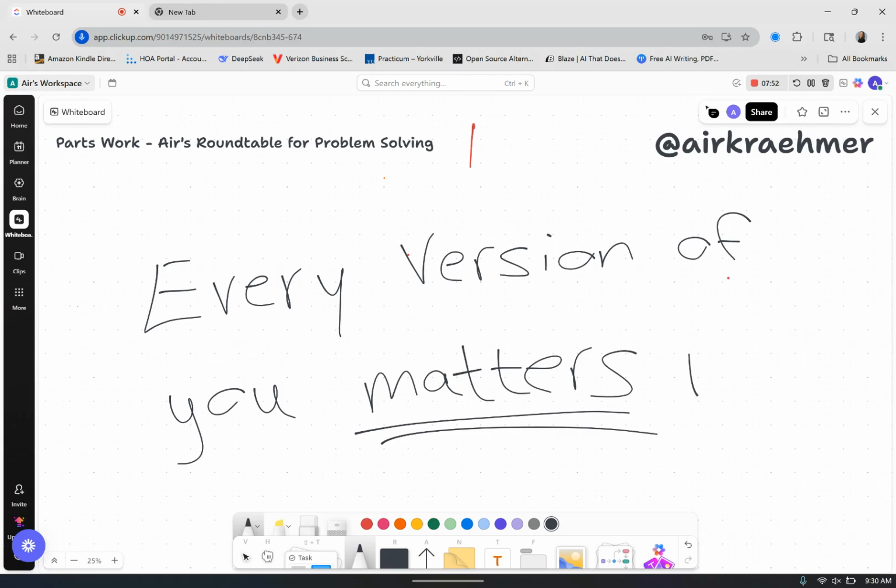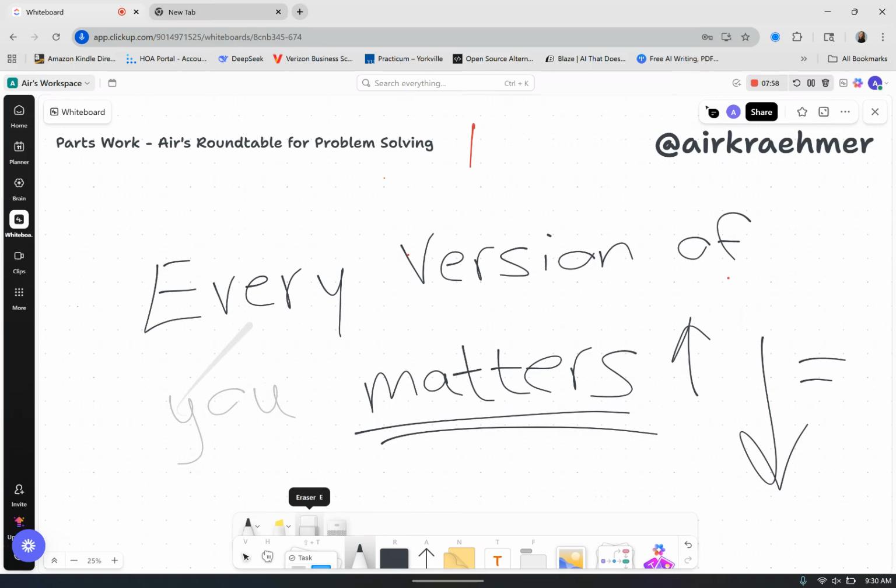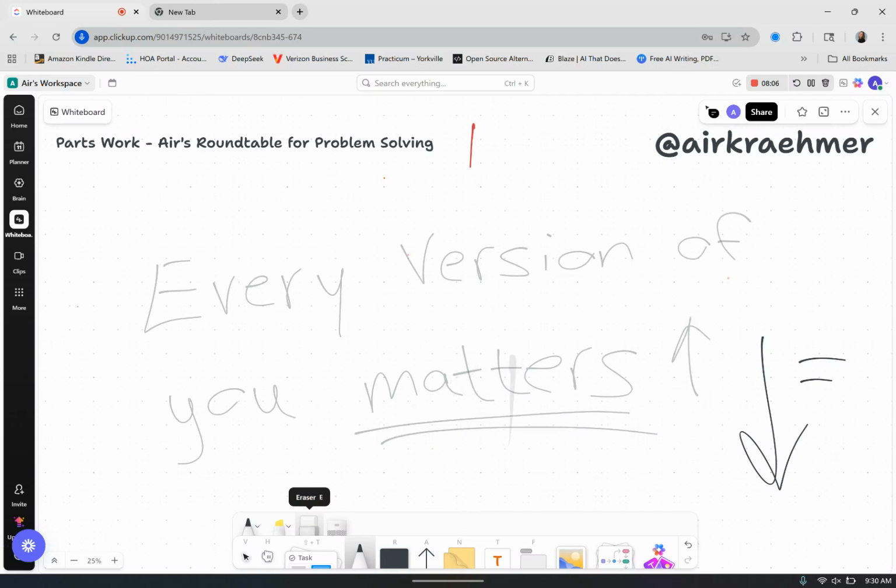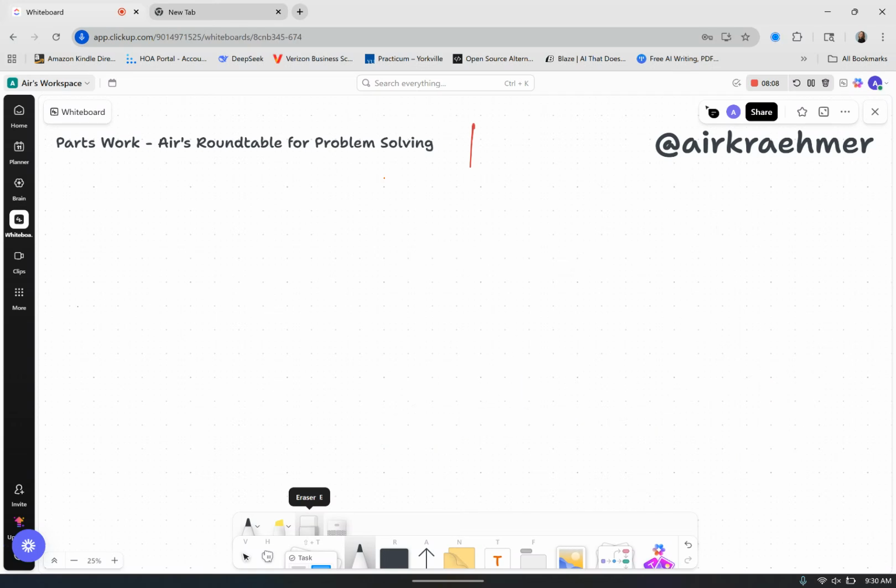There's no higher version than the other ones. They're all going to be important. We're going to get into that later when we talk about leadership at the round table. But we're going to keep going, because odds are you have some version of ego.